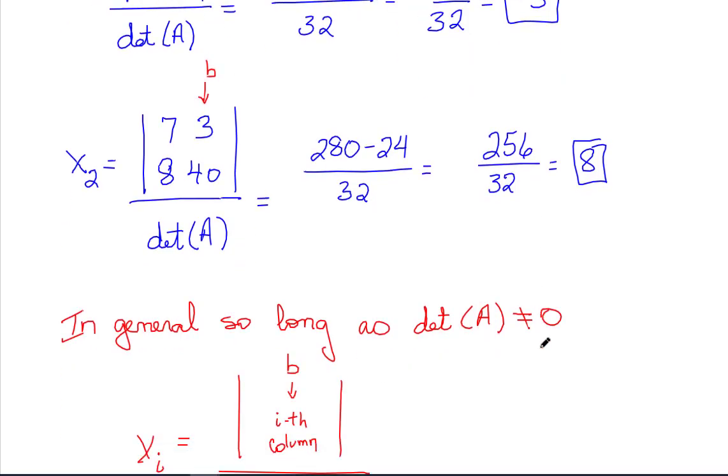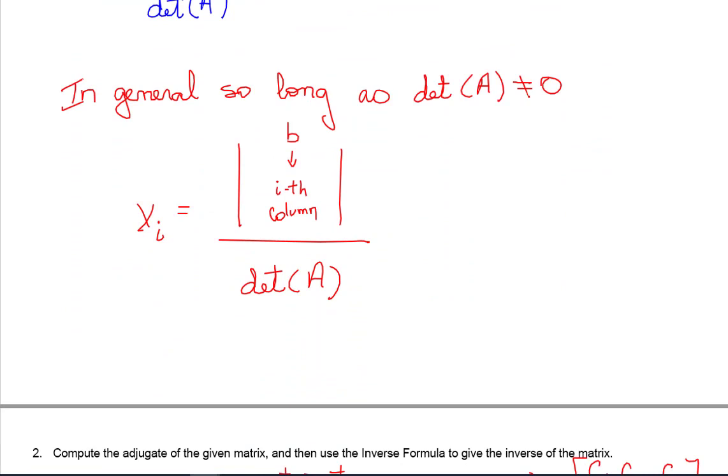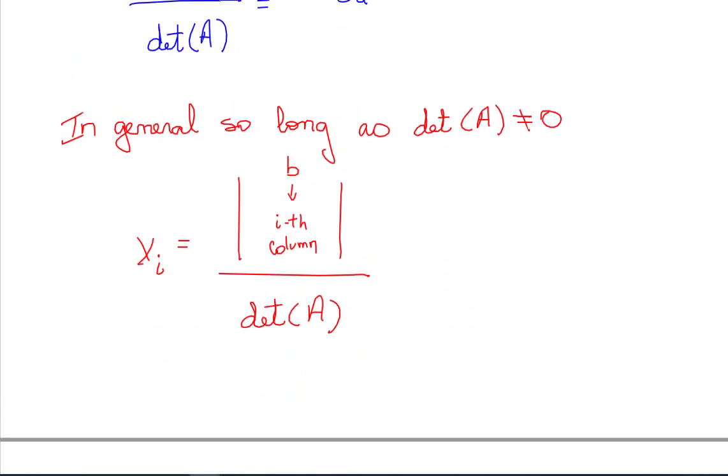So in general, so long as the determinant of A is not 0, to form the xi solution, I simply take the B and run it down the ith column. And then you calculate whatever that determinant is. 3 by 3, 4 by 4, 10 by 10, whatever it happens to be. And that's Cramer's rule.